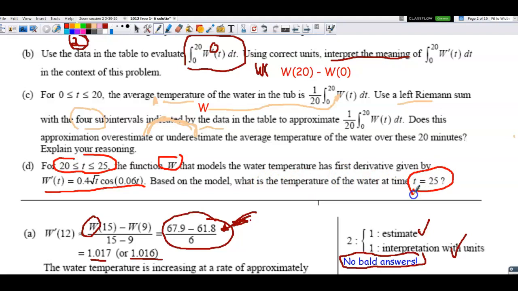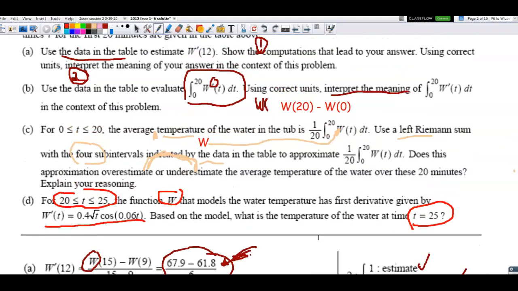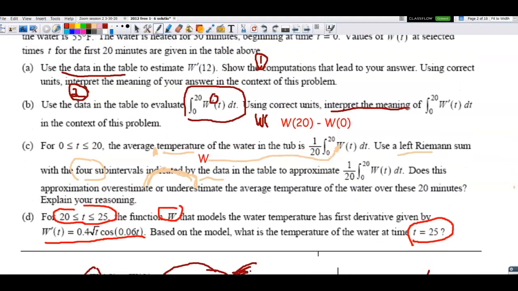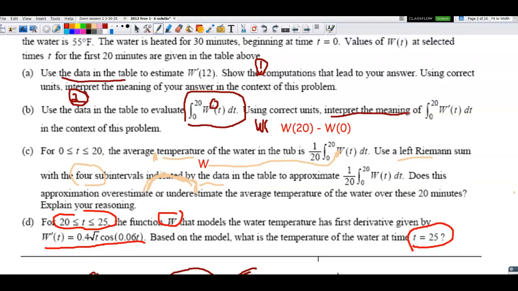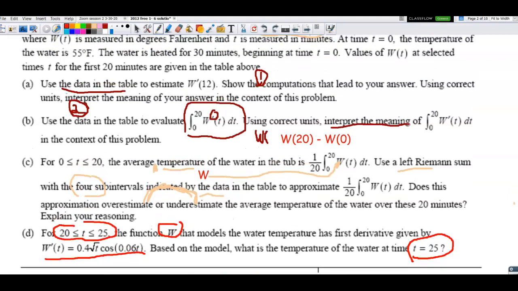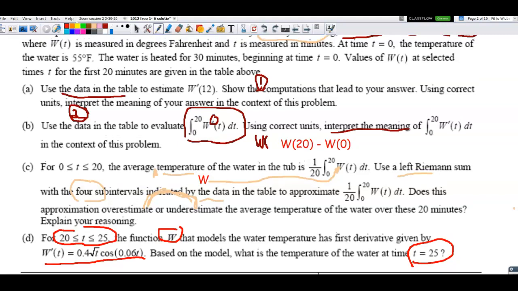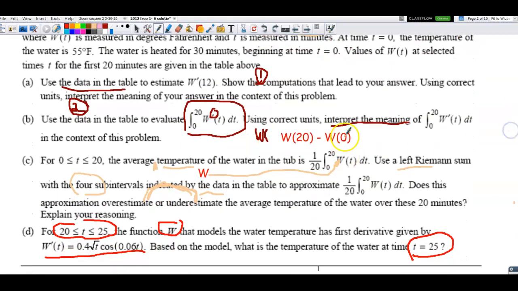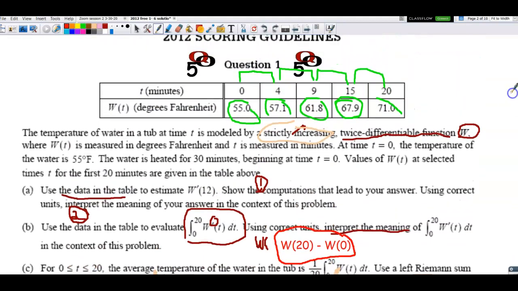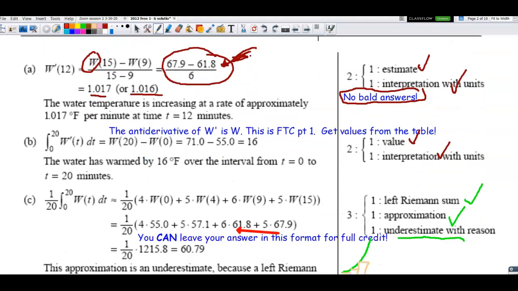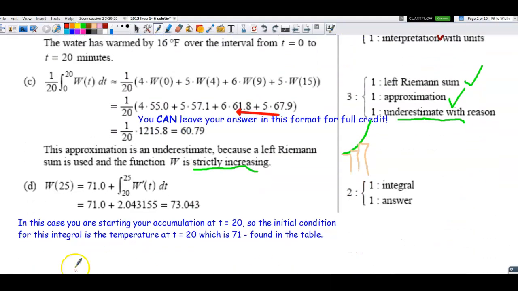Okay, so if you will recall, let's see, where did we do that? Use the data to interpret. Okay, so back in part B, we already found the change in the temperature from 0 to 20. The other thing that we have to realize is that the temperature at time 0, here's that initial condition, the temperature is 55 degrees. So the temperature at 25 minutes is going to be relative to the temperature that we started with. So we're going to start.